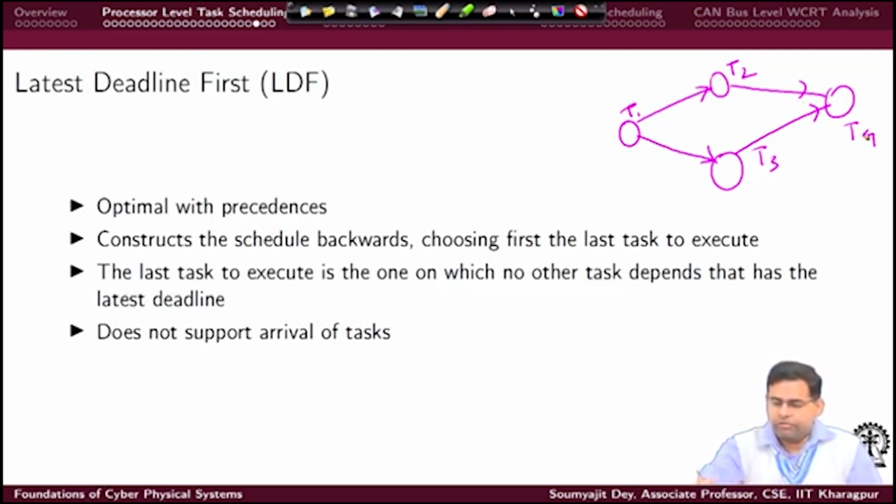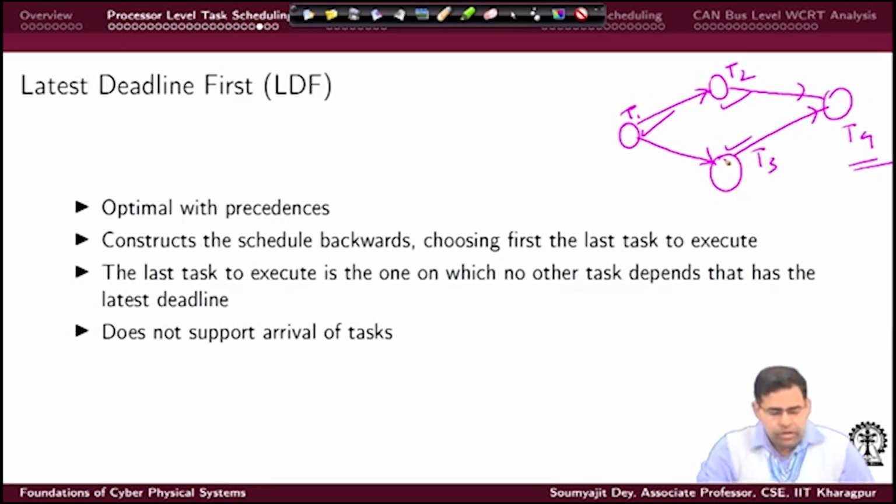So, this kind of constraints are taken as input by the LDF algorithm, and it will construct the schedule backwards, which means it will first compute the start time of task T4. It does not have anybody who is going to depend on T4, right. So, it will first figure out the start time of the independent task, which is right at the leaf node or at the end, and then it will construct backward. It will analyze the predecessors of T4, like T2 and T3, and then again figure out the start time of the predecessor of T2 and T3. So, that is how it works.